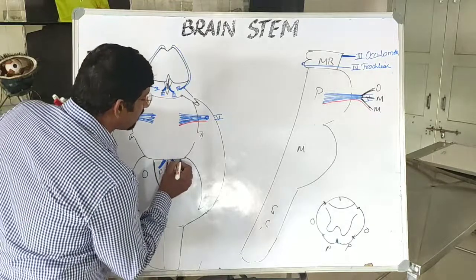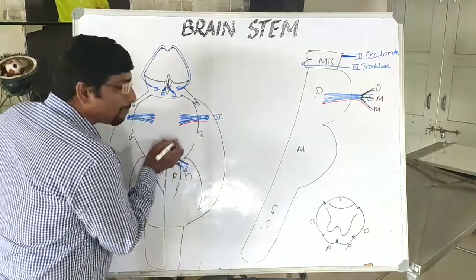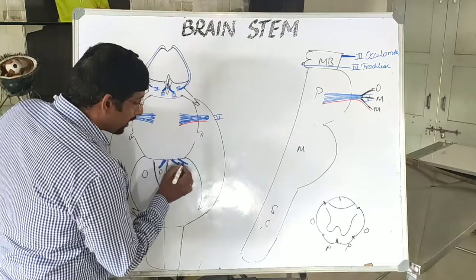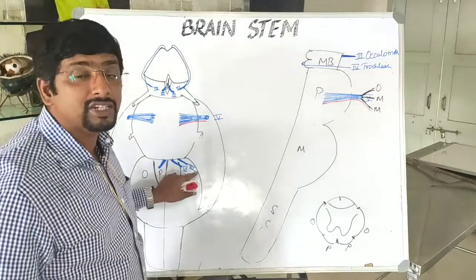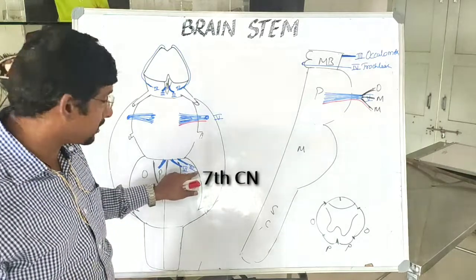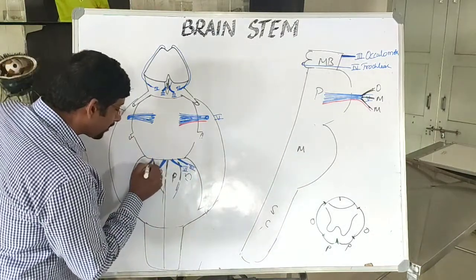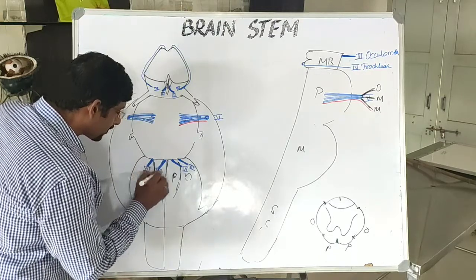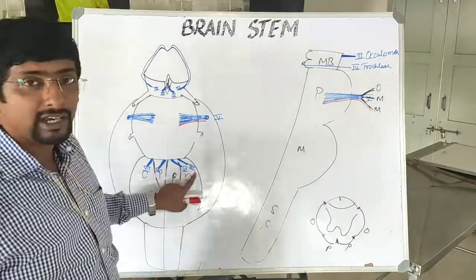Next is the seventh cranial nerve, which arises on the medial side between the olive and the pons. Which one is the seventh cranial nerve? The facial nerve. The facial expression nerves are there, due to which we make facial expressions. The cranial nerve that arises between the olive and the pons is the seventh cranial nerve.